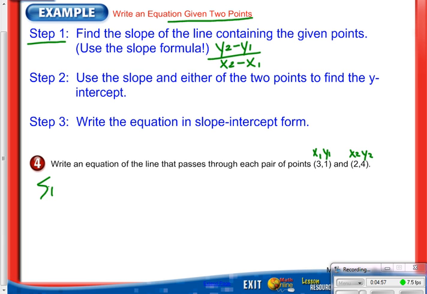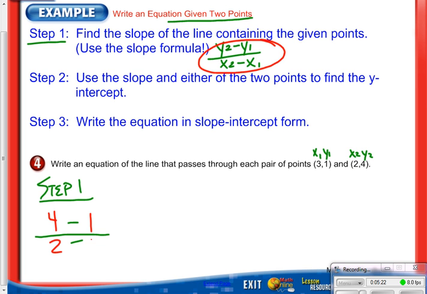So our first step, step 1, is to find the slope. So I'm going to draw that template in there. And I'm going to take this equation that we have up here, y2 minus y1 over x2 minus x1, and substitute in those values. So my top left y2 value is 4, top right y1 value is 1, bottom left x2 value is 2, and my x1 value is 3. And I come up with 4 minus 1 is 3, over 2 minus 3 is negative 1. Therefore, my slope is negative 3.